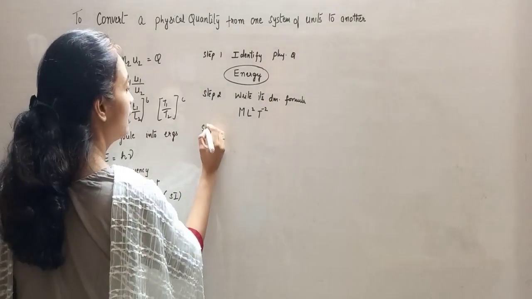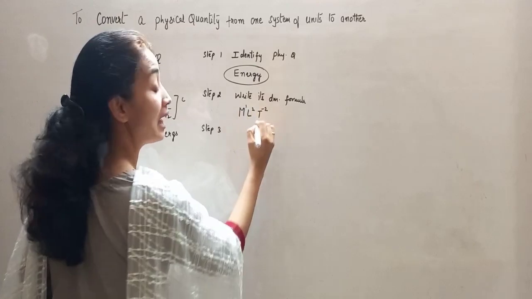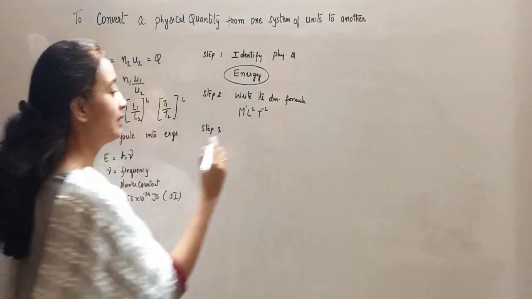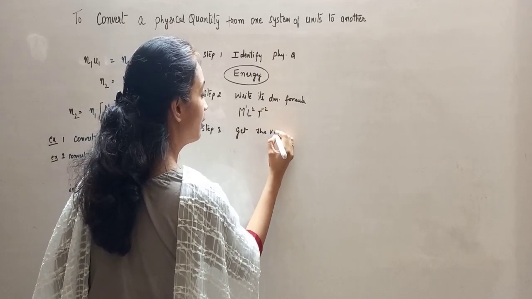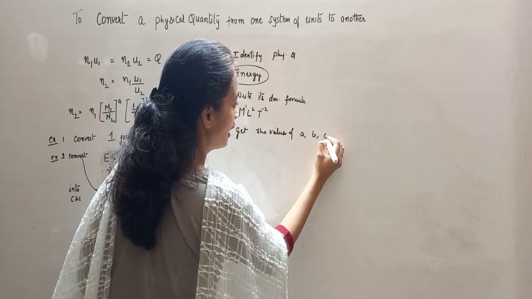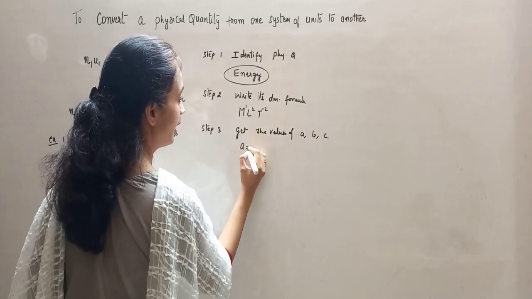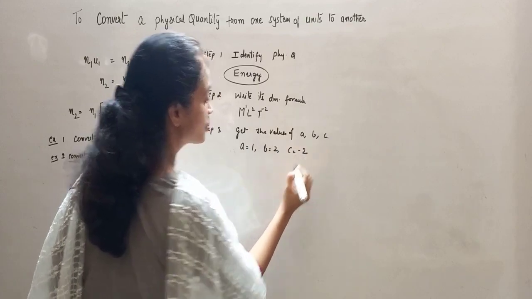Then step number 3 is, from the powers to which M, L and T are raised, you get the values of a, b and c. Get the values of a, b and c. So from here a is 1, b is 2, c is -2.